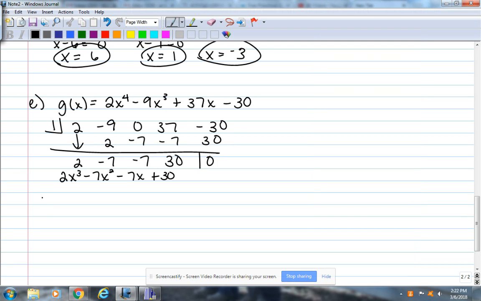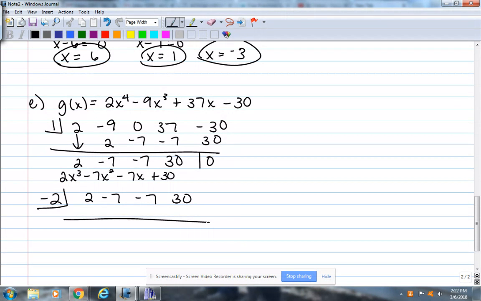So this time when we do negative 2, we're going to use our new polynomial. So what happened with this one? Why is this one different? Because it's a 4th degree polynomial instead of a 3rd degree. It starts out with too many degrees, too many exponents. So let's do this one with our new 3rd degree polynomial. 2, negative 7, negative 7.